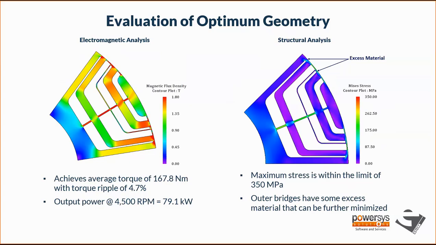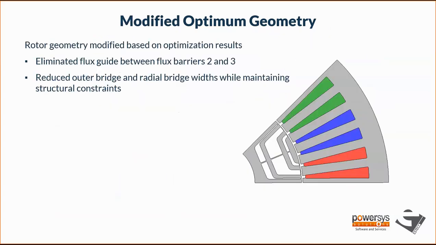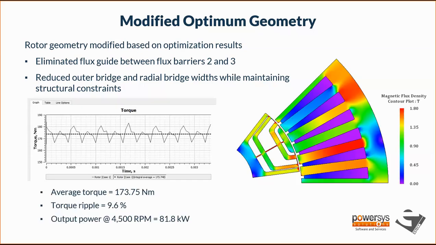So what we did is we went back and updated the optimum design. We eliminated the thin flux path, which has no significance. And we also adjusted the barrier thickness to create a modified optimum geometry. With that, we repeated the electromagnetic analysis, and this is the torque waveform obtained from that.